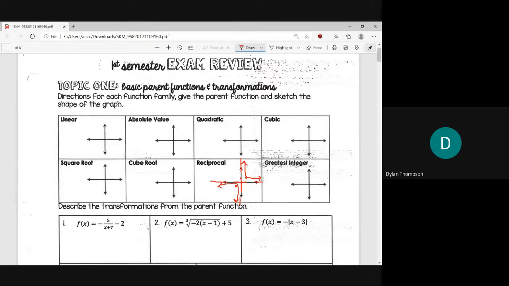There it goes. Cube root, is that the other one you said? Yes. Cube root, your points are -1, -1, 0, 0, and 1, 1. And to remember, a cube goes like that S shape. A cube root looks like this snake shape. That is your reciprocal and cube root.